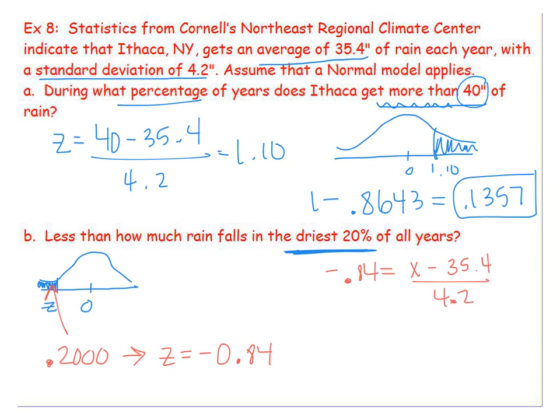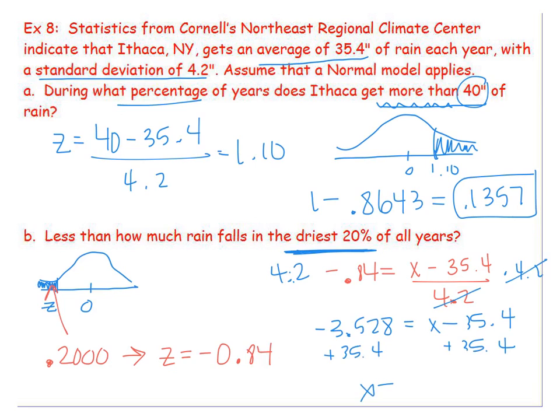All right, we're in algebra land. We need x by itself. First thing you should be thinking, multiply by 4.2 on each side. That's going to cancel those. If you use a calculator, you should get negative 3.528 equals x minus 35.4. To finish getting x by itself, you add 35.4 to both sides.